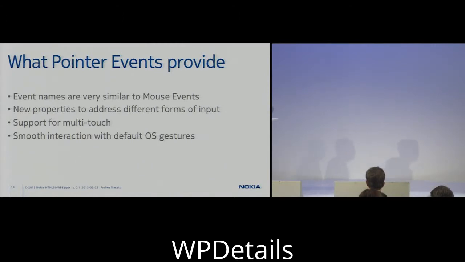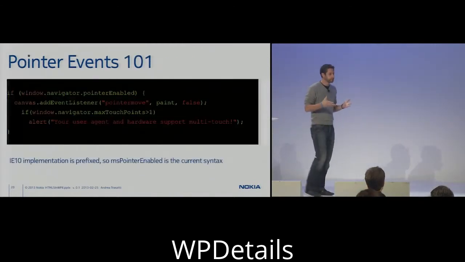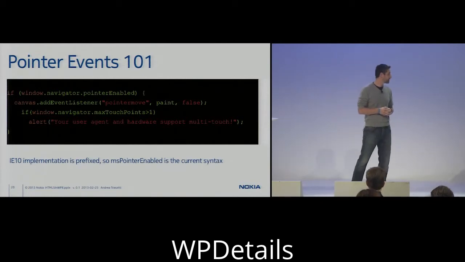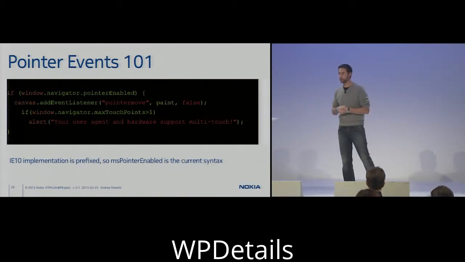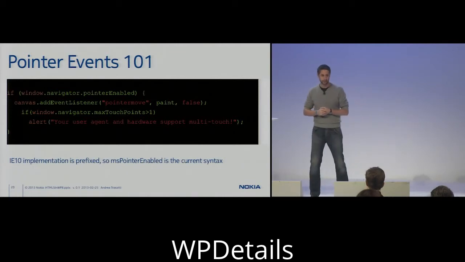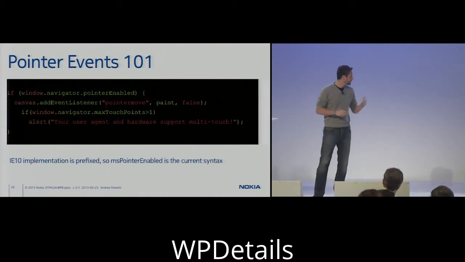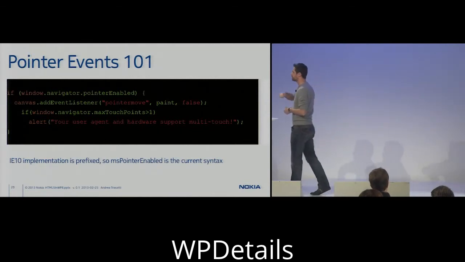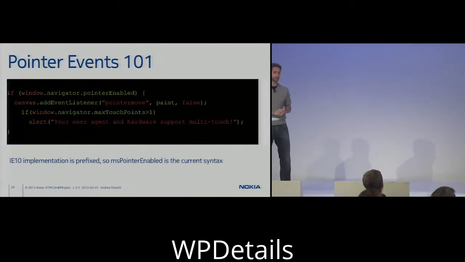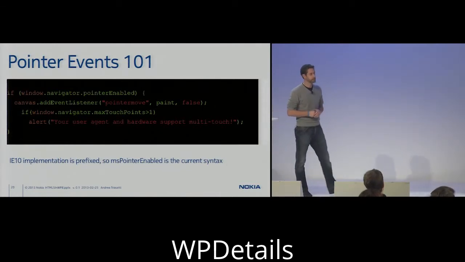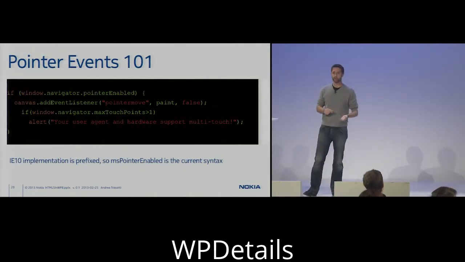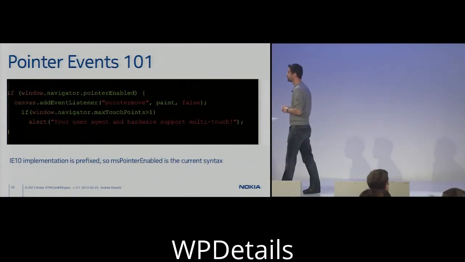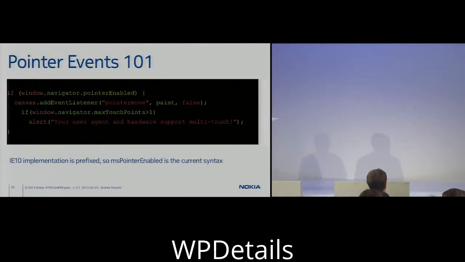I have a very short example. As I mentioned, there is not a lot to say about pointer events. They are very similar to mouse events. So again, I'm verifying if it's supported, and then I'm using a listener on pointer move to see if I'm moving the finger or the mouse. And then max touch points is a new property added by the specification that tells me if the device supports multi-touch or not. In this case, it's simply if it's greater than 1, yes, it supports it.